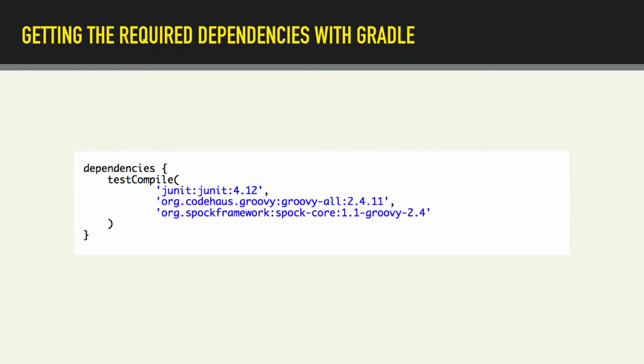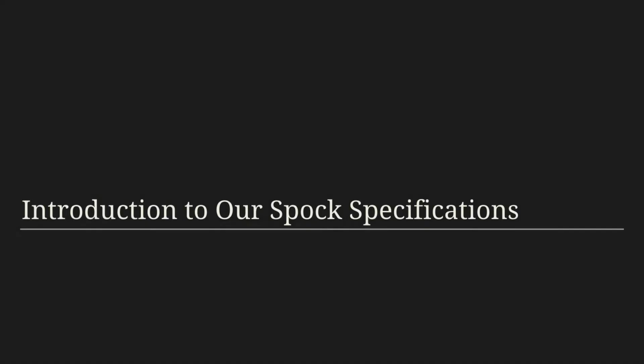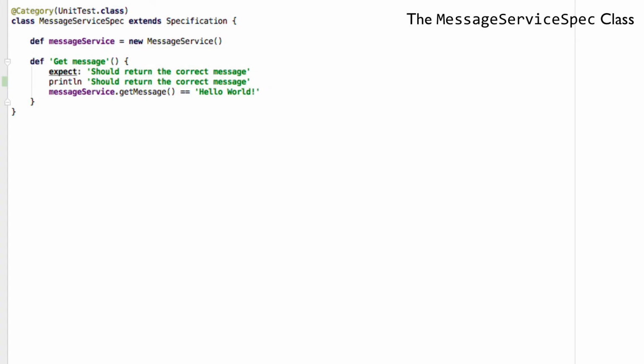Next, we will take a quick look at our Spock specifications. Our example project has 2 simple specification classes that are described in the following. First, the message service spec class specifies one unit test that belongs to the unit test category. The unit test interface is a simple marker interface that identifies tests which should be run when we run our unit tests. Its source code looks as follows.